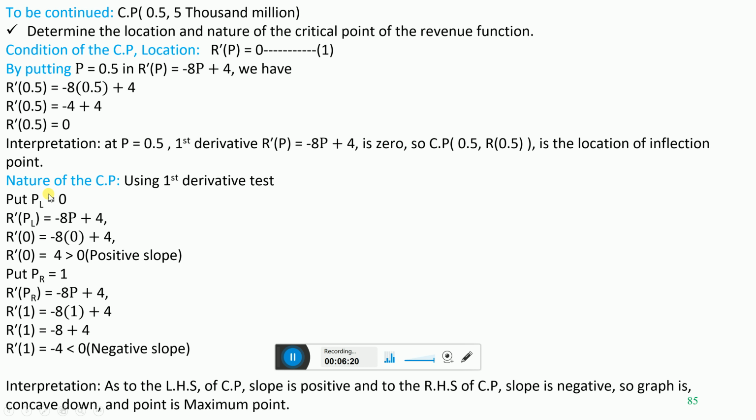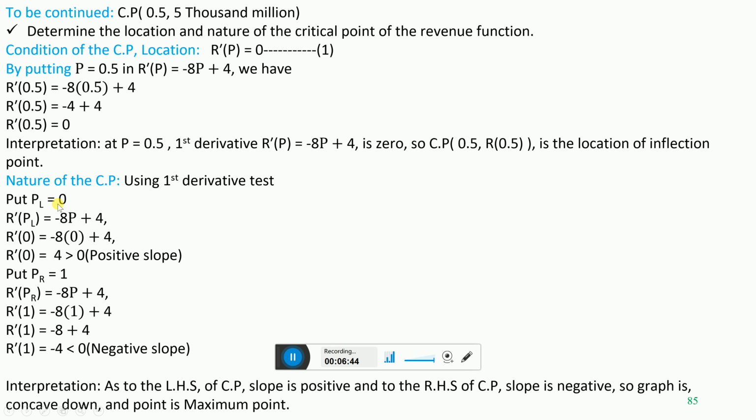Near value to the left hand side of p = 0.5, which is 0. So I am checking r prime of PL, minus 8p plus 4, where PL is equal to 0. So r prime of 0 is minus 8 times 0 plus 4, and r prime of 0 is equal to 4. This is a positive slope.